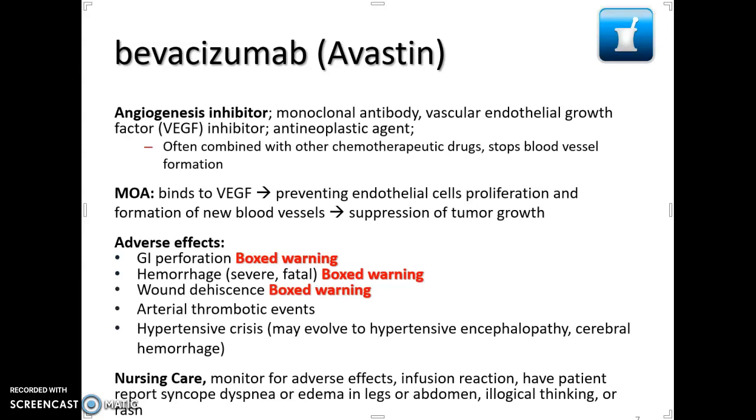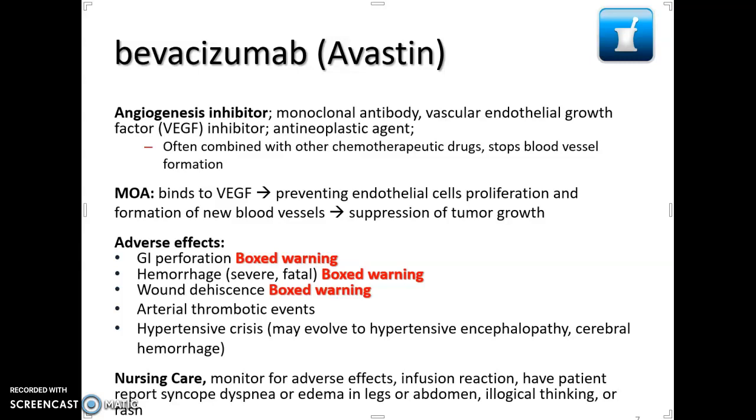So Avastin is a monoclonal antibody, and we talked a little bit about this in class, but it is a VEGF inhibitor, vascular endothelial growth factor inhibitor, and that makes sense because vascular endothelial growth factor stimulates vascular development. And so it's often combined with other chemotherapeutic drugs and works quite well.